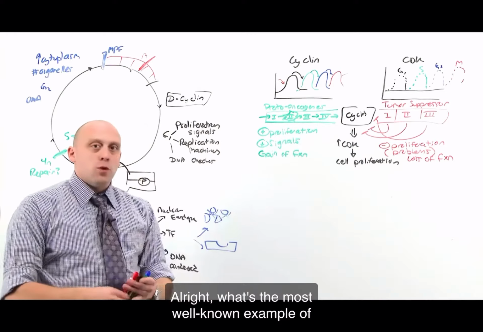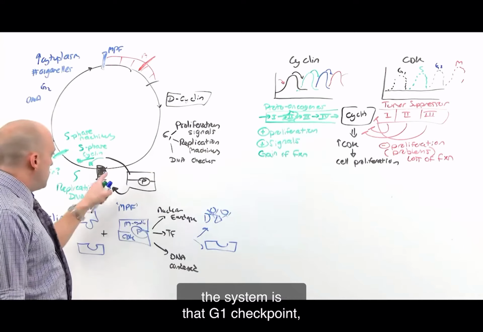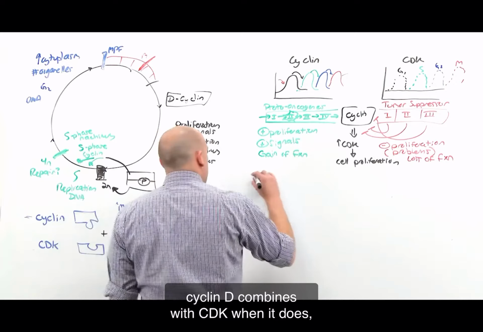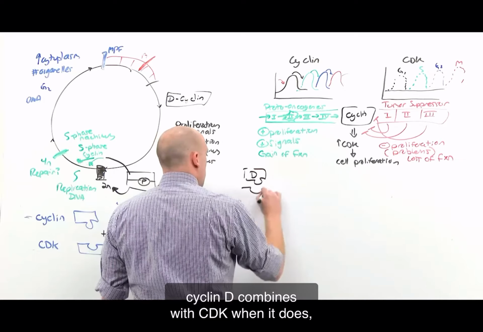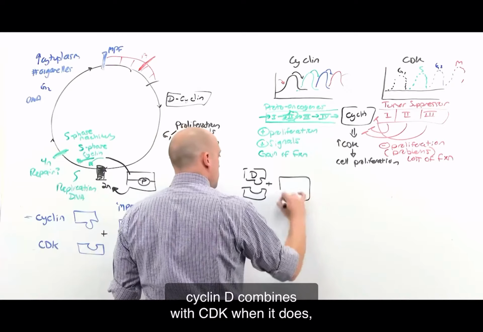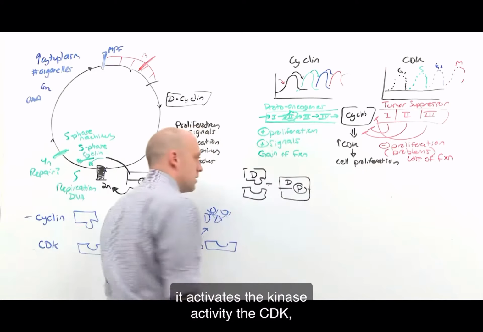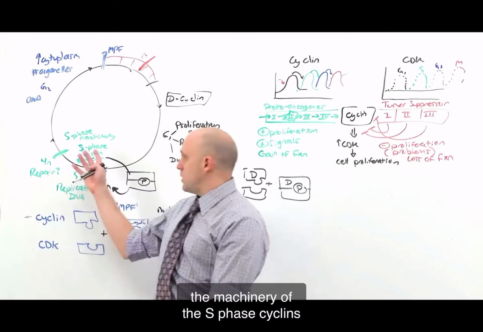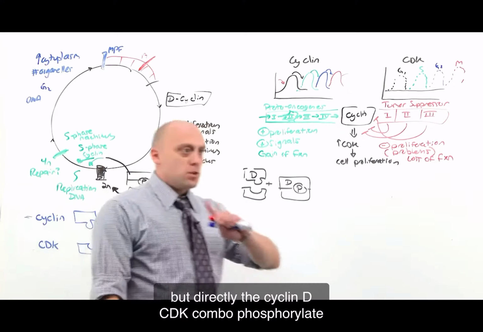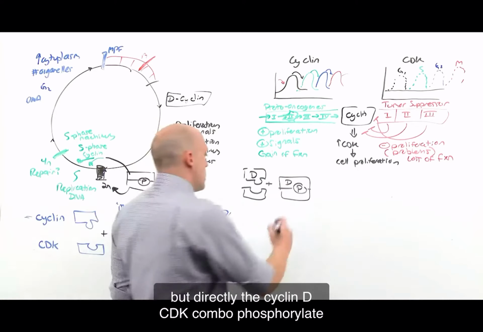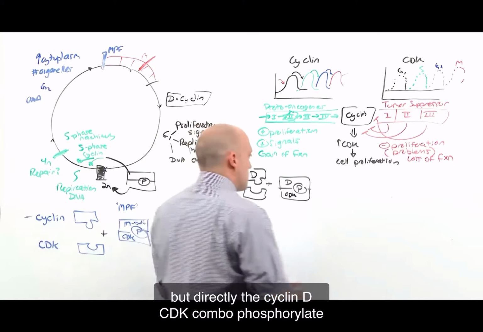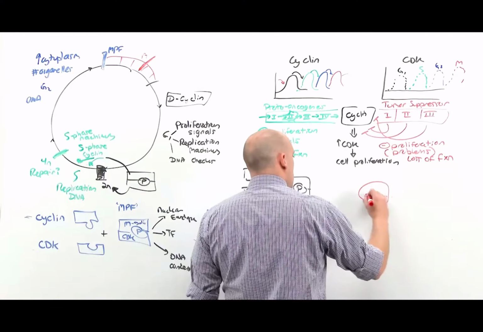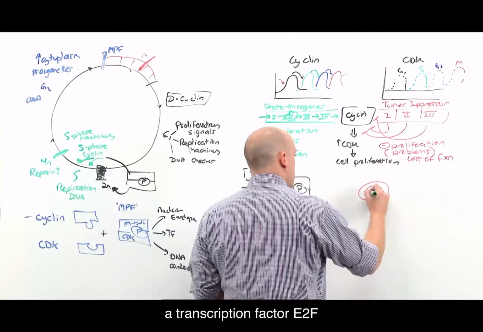All right, what's the most well-known example of this system is that G1 checkpoint. Cyclin D combines with its CDK. When it does, it activates the kinase activity of CDK, which phosphorylates something. The target of that phosphorylation, as we talked about already, is going to be the S-phase machinery, the S-phase cyclins, but directly, the cyclin D CDK combo phosphorylates the protein retinoblastoma. Normally, retinoblastoma is sequestering a transcription factor, E2F.